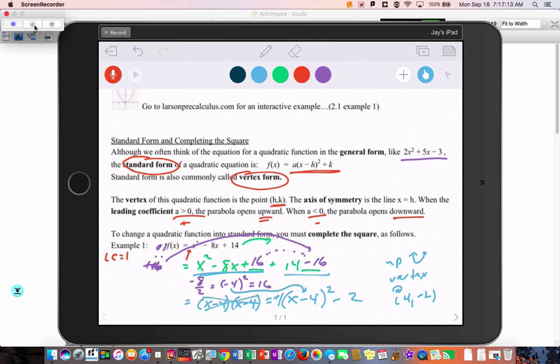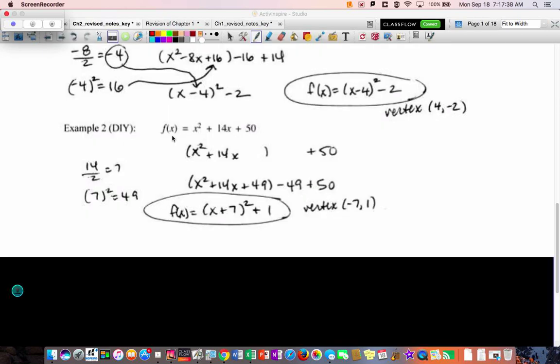The next example is a DIY, so look at example 2, try that on your own, and I'll put the answer up. All right, so in example 2, your answer is x plus 7, quantity squared plus 1. You would move the 50 further down in the problem, take the 14, divide by 2, you get 7, put that 7 in parentheses, square it, you get 49. So when you add 49, you also have to subtract 49. So that's how you got that. So remember, the 7 is positive right there in parentheses, goes right there.